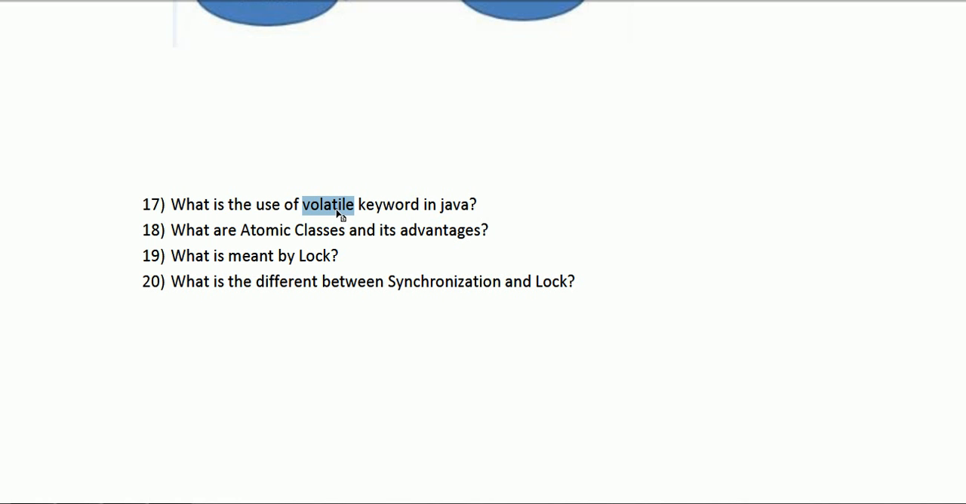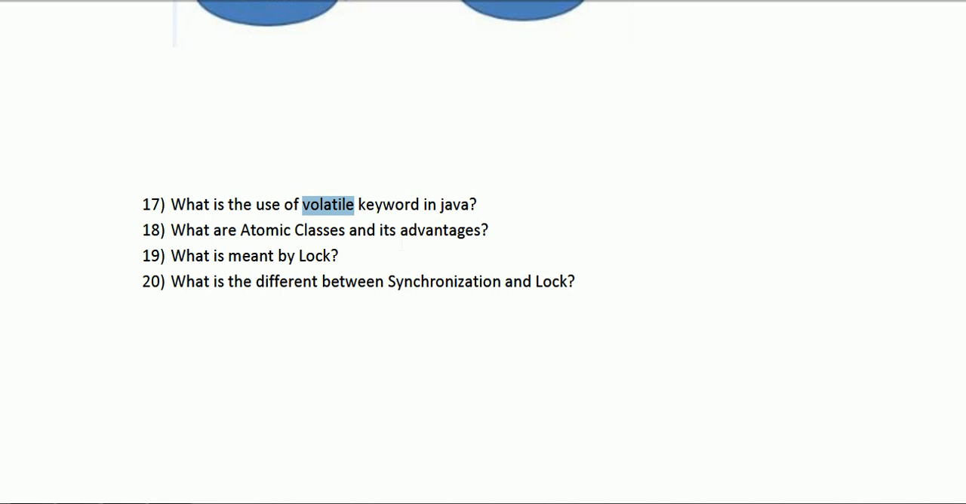So in order to maintain consistency for variables during the multi-threading environment, we use the volatile keyword. Whenever you apply a volatile keyword to a particular member variable, it will check and get the value. If it is modified, it will always get the latest value to keep the variables consistent. And then, what are the atomic classes and their advantages?